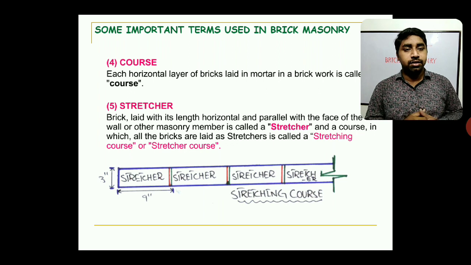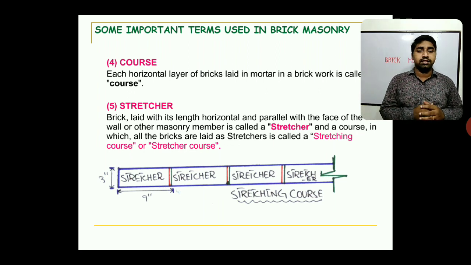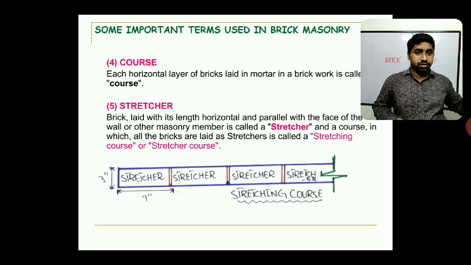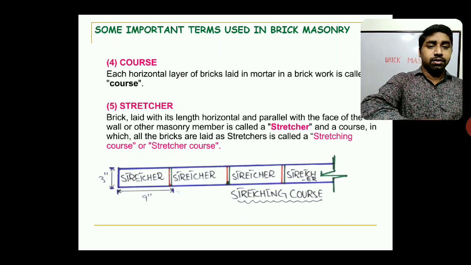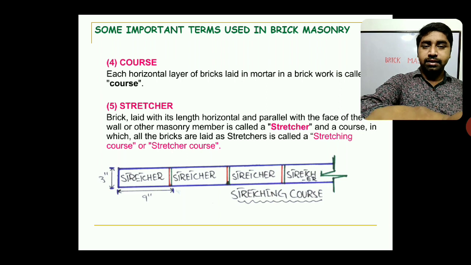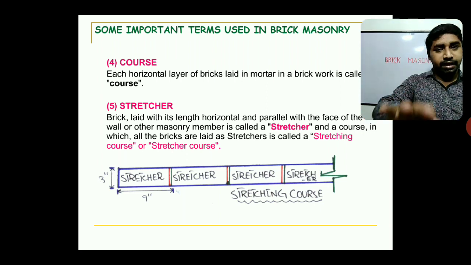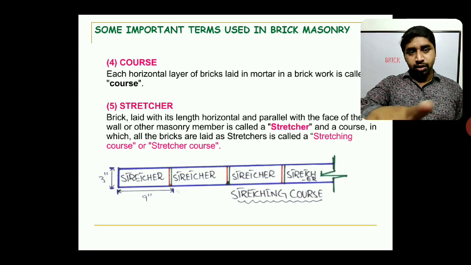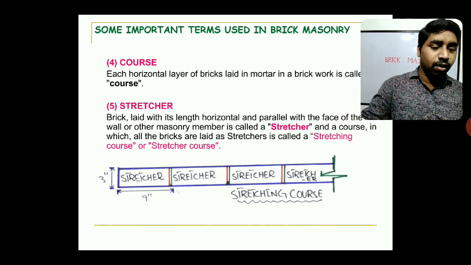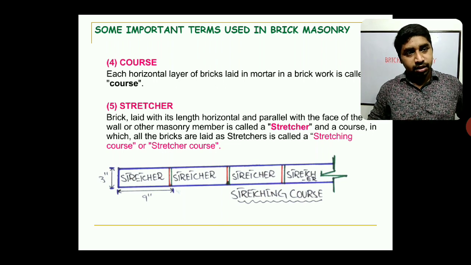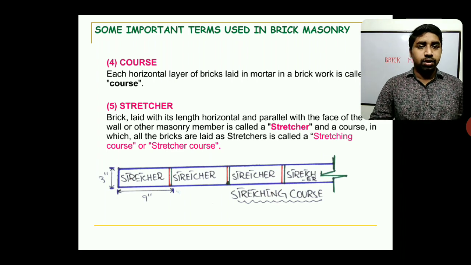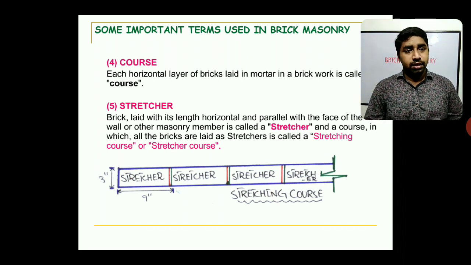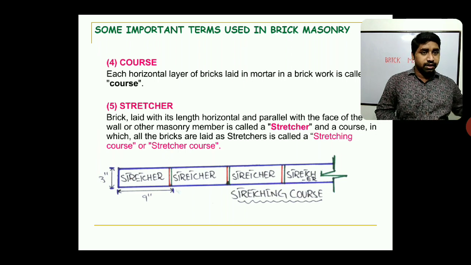The masonry member is called a stretcher, and the course in which the bricks are laid as stretchers is called a stretcher course. Here you can see in the figure the bricks are laid. If the brick is laid with the 9 by 3 as the face, then it is called a stretcher. If a number of bricks are laid along the face of the wall with stretchers along the face of the wall, then it is called a stretcher course. So here the bricks are laid one after the other, and that is what we call a course.